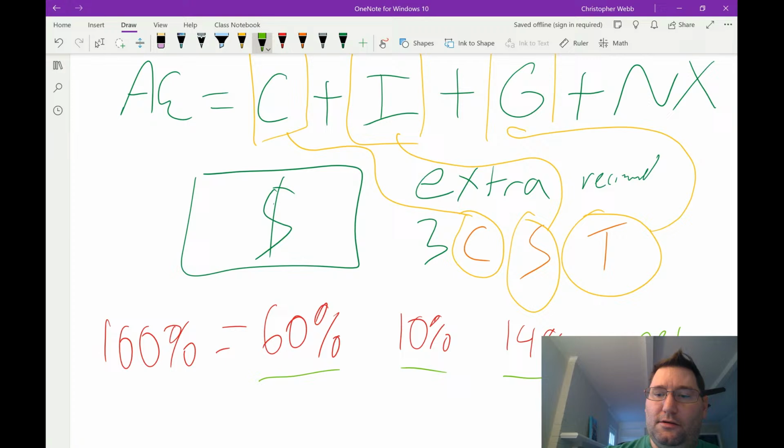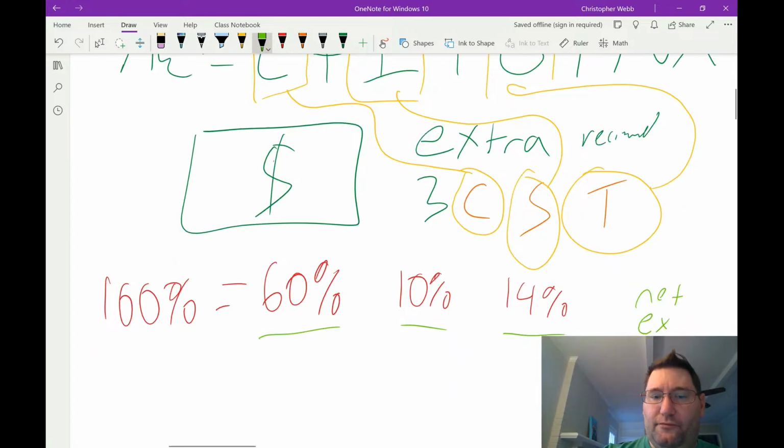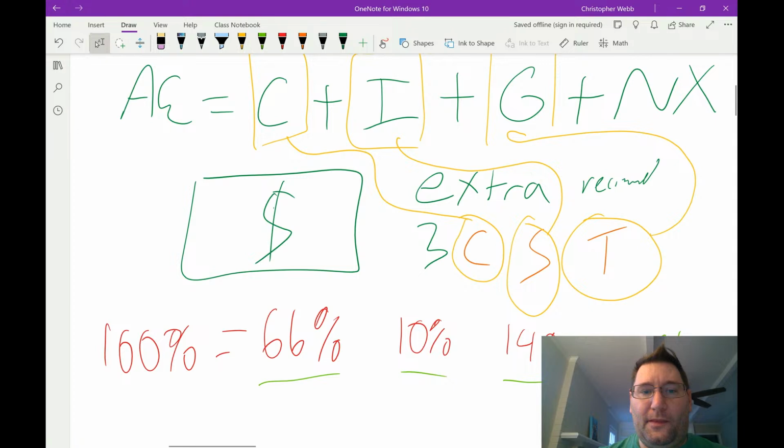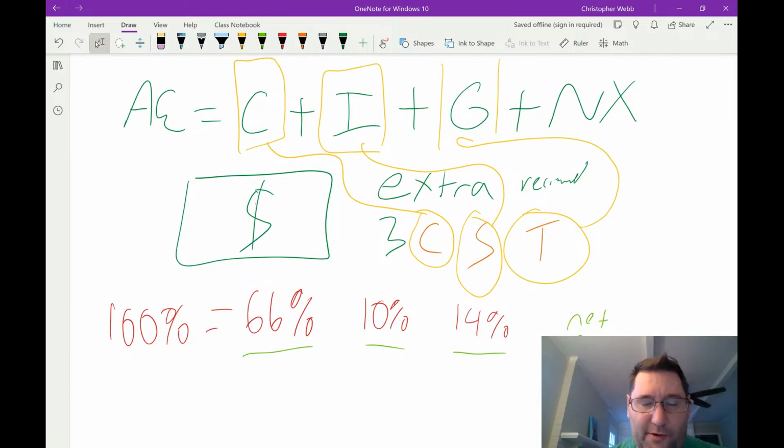Net exports. And keep in mind, these numbers fluctuate as you go through it, and there's some other variation as well. And I shouldn't say 60%. It's usually like 66%. Actually, I think the last time I looked at it for class, it was 66%. So you're saying, Chris, I came here to learn about marginal propensity to consume and marginal propensity to save. Why am I learning all this?